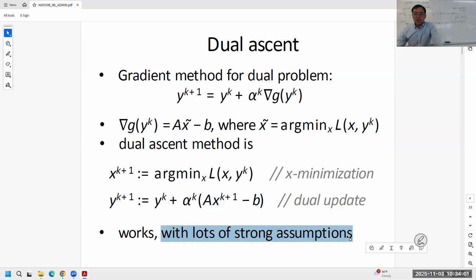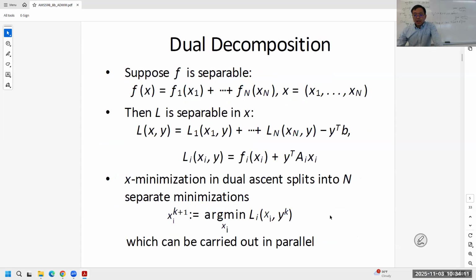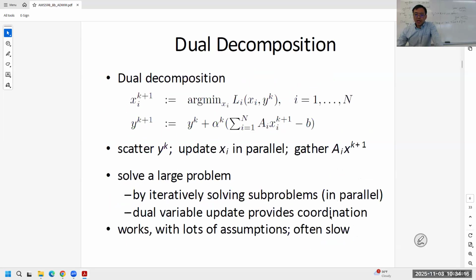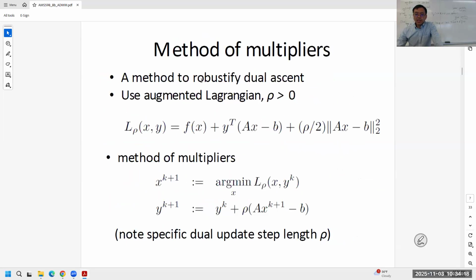You have to have convexity: you have a convex set and a lot of convexity conditions for it to work. The way to solve it is the so-called method of multipliers. The way to make it work, to make the numerical step a little bit more stable, is by changing the problem by adding a quadratic term into the Lagrangian function.